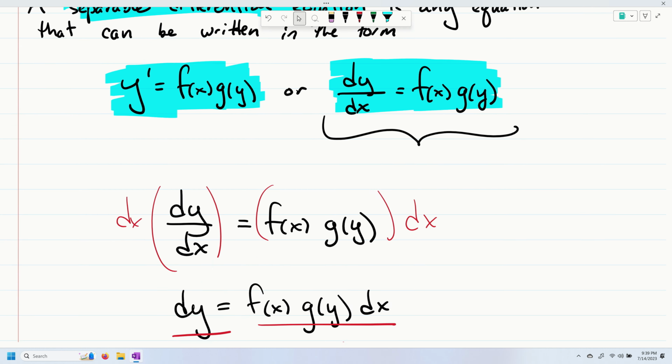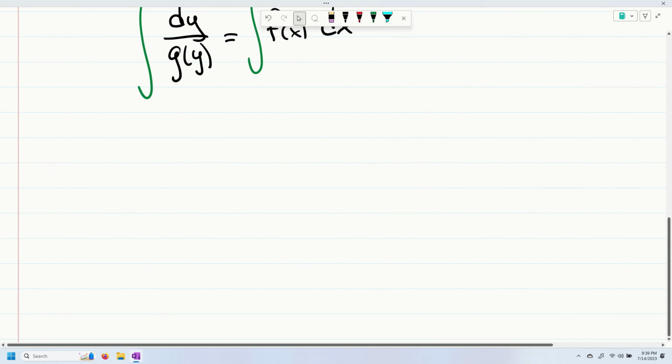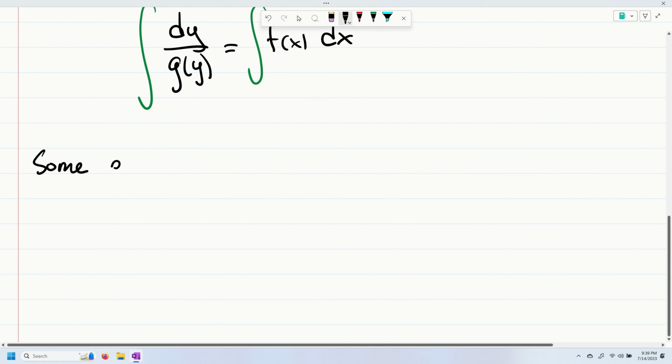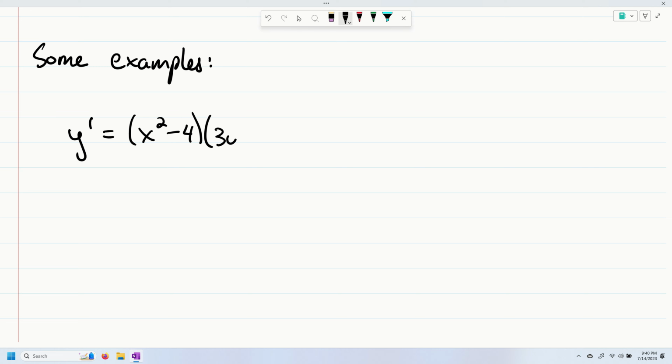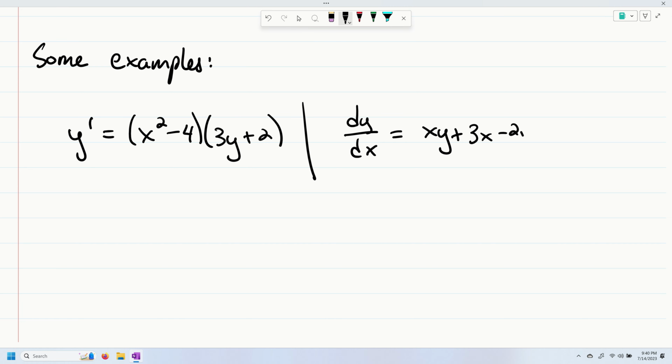Some examples of separable equations will look like this: y prime equals x squared minus 4 times the quantity 3y plus 2. Another example could be dy/dx equals xy plus 3x minus 2y minus 6.